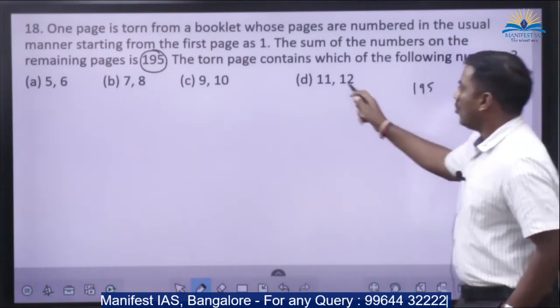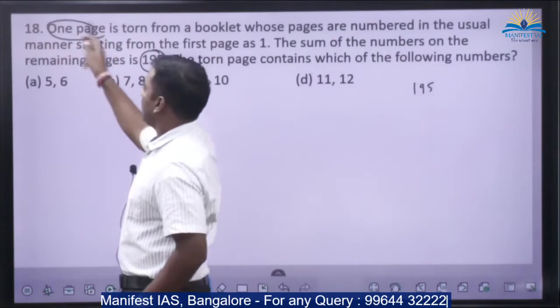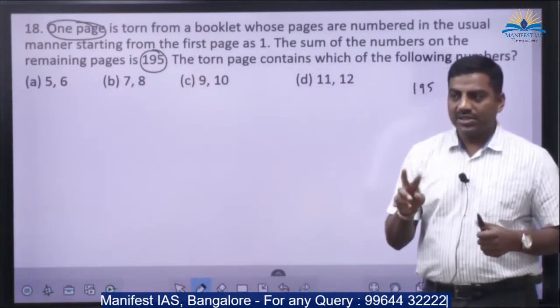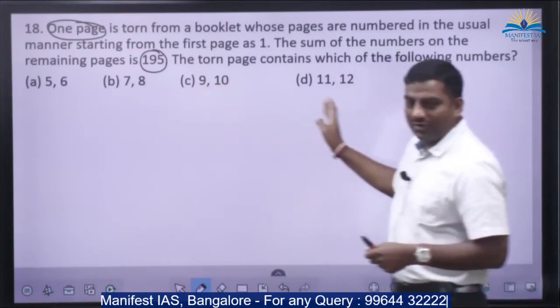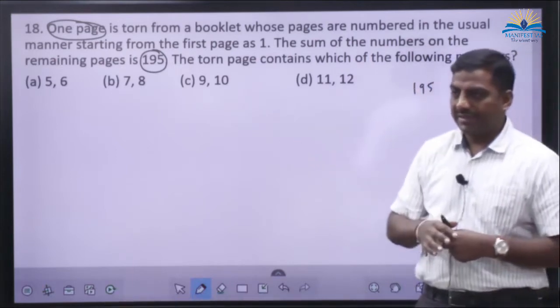And one page is torn. That means if one page is torn, two numbers are missing. If you tear any page, front and back, two page numbers will be gone. So that is what they have given: which page is torn, and which numbers were printed on that page.